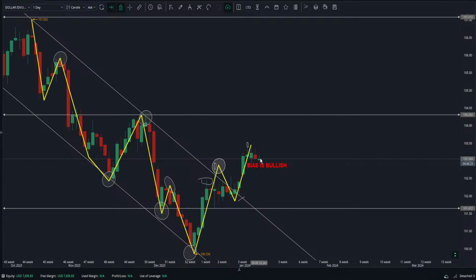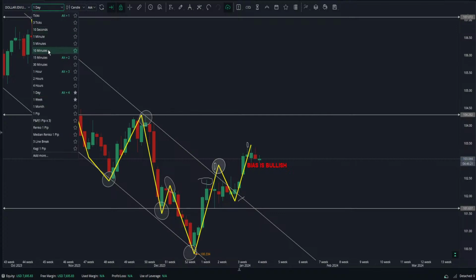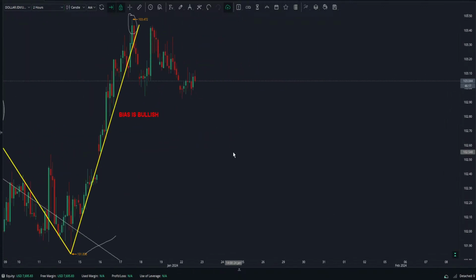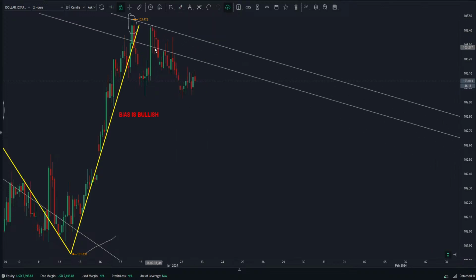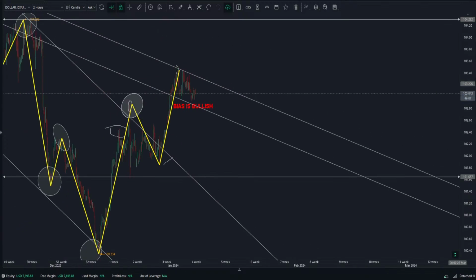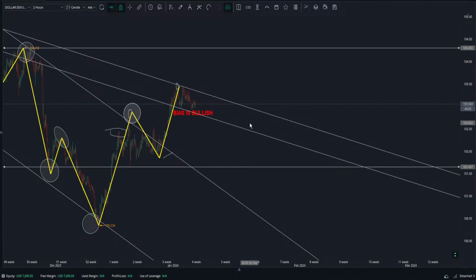Now, whatever is happening right now, you can call it a consolidation. On 1 hour or 2 hour, you can witness this, and what you can do is you can create a channel like this, and then wait for this channel to break to the upside with the target of 104.29, because the bias is bullish and this down move can continue at least till 101.63.